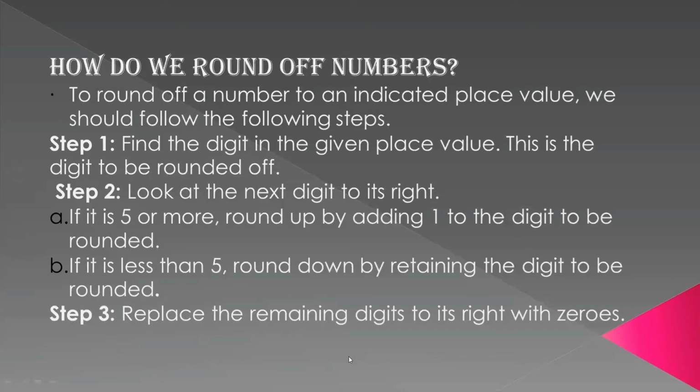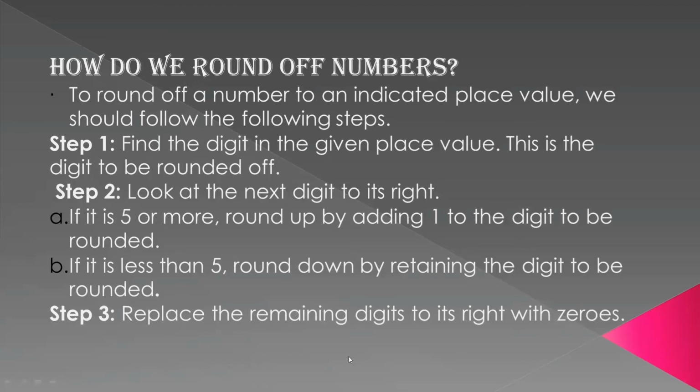So we have steps to follow. How are we going to round off numbers? Let's proceed. To round off numbers to an indicated place value, we should follow these steps. We have only 3 steps in rounding off numbers. Step 1 is to find the digit in the given place value. This is the digit to be rounded off. Then step 2 is to look at the next digit to its right.